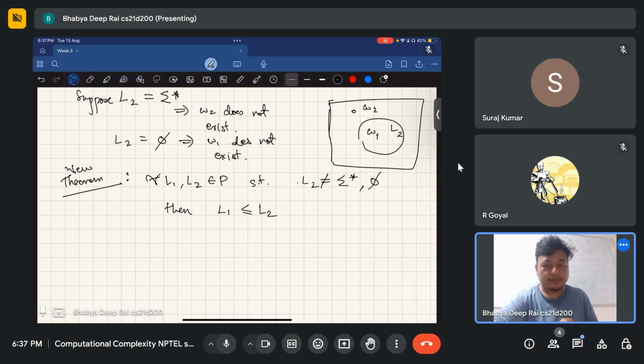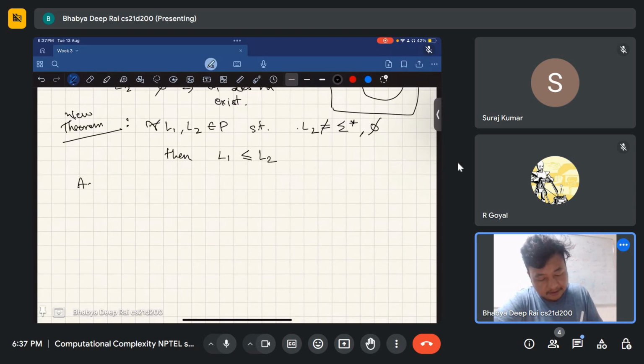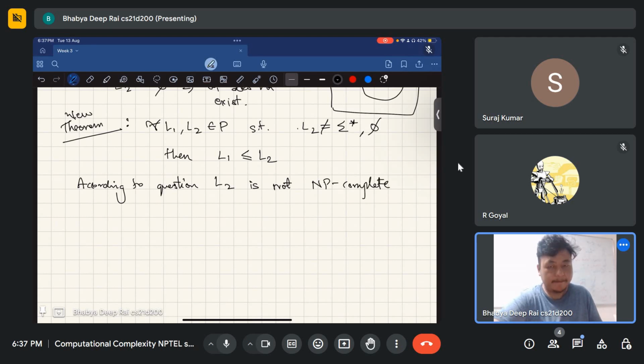Getting it? And now, according to the question, L2 is a language, they have called it L, I'll call it L2. L2 is a language which is not NP complete. We know for certain it is not NP complete. Then what is the first consequence? P is not equal to NP, because of this theorem. I'll call it new theorem 1.